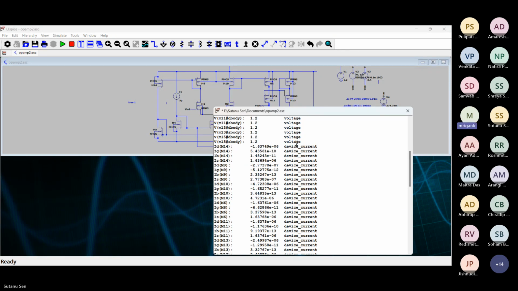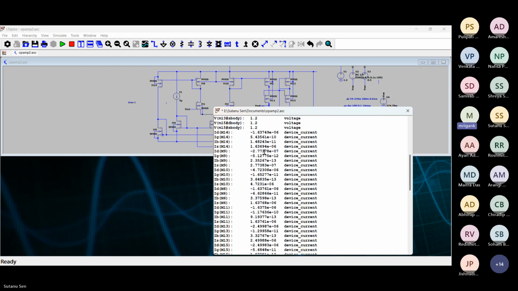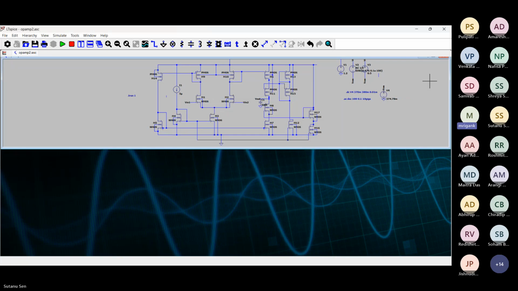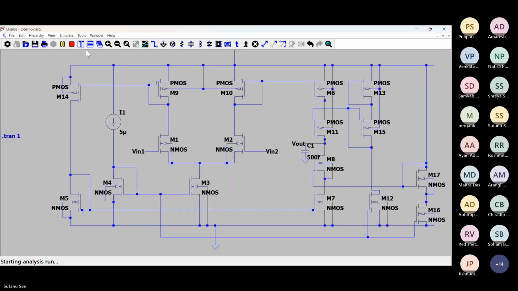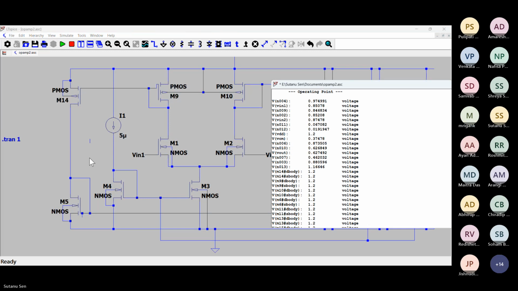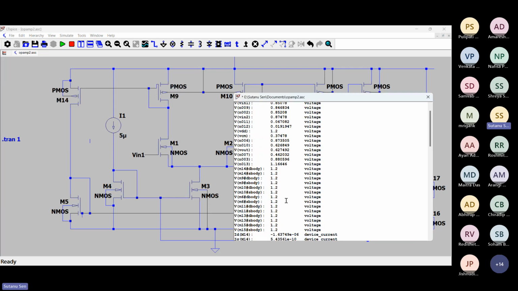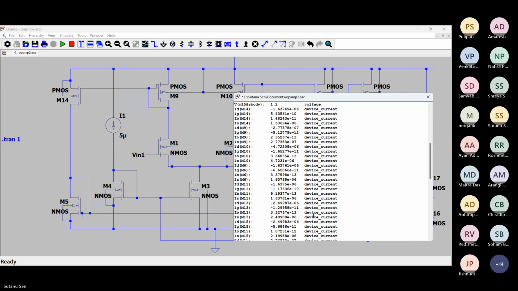And what is the M6? M14 and what is M6? M6 is... Sir, same, sir. 1.6 micro. So M14 and M6 currents are same, but M9 and M10 currents are very different.